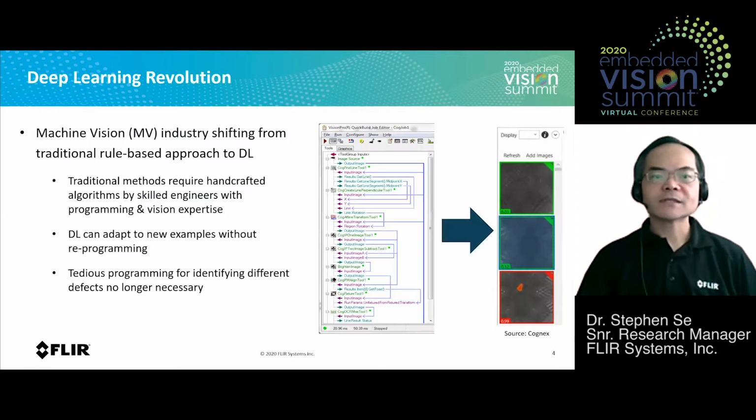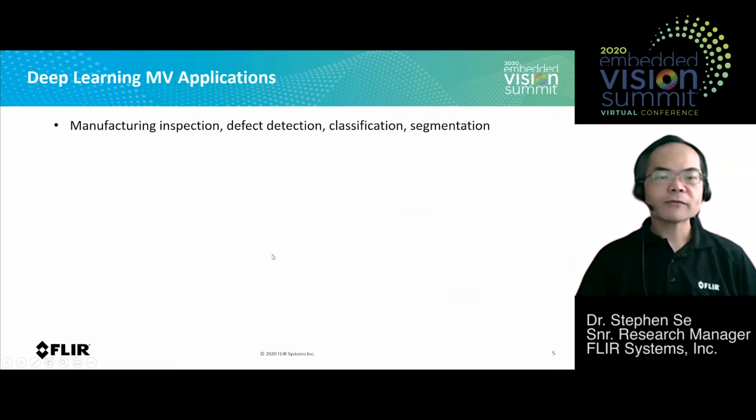For instance, instead of programming code like this, isn't it great that we can just show a bunch of good and bad examples? Deep learning is very well suited to many machine vision applications, such as manufacturing inspection, defect detection, classification, segmentation, etc.